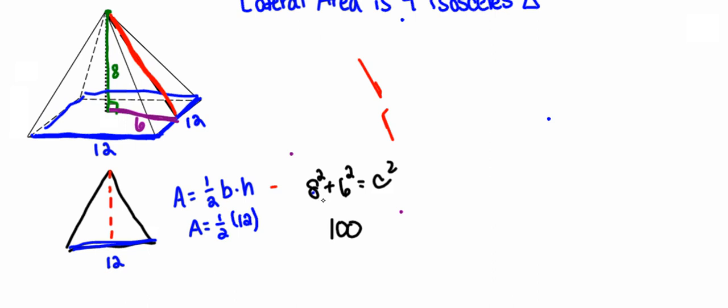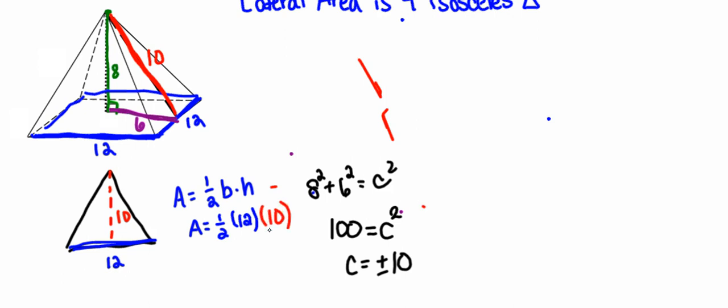So when I punch 8 squared plus 6 squared into my calculator, it tells me 100. So C, my slant height, or my hypotenuse, can either be positive 10 or negative 10. Because I'm talking about length here, I'm going to reject the negative root. But now I know the slant height of my pyramid is 10, and the slant height just happens to be the height of that isosceles triangle.